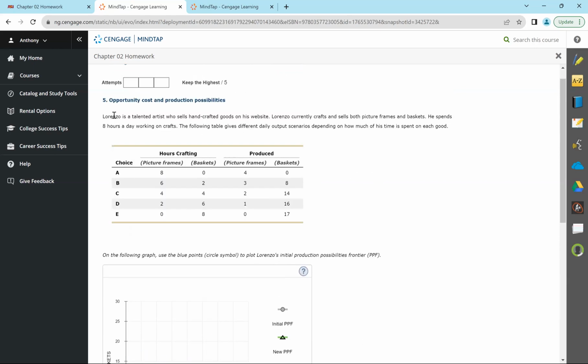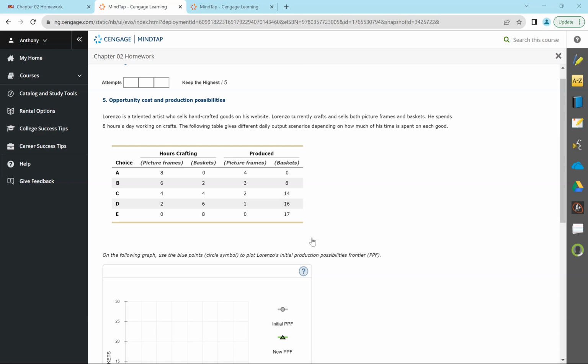So the thing is here, it says he spends 8 hours a day working on crafts. So if he spends 8 hours a day working on crafts, he can make... oh, sorry. Let me look. If you want to look at the explanation too, we're so far into this one though. I know. I don't want to do that unless we have to.